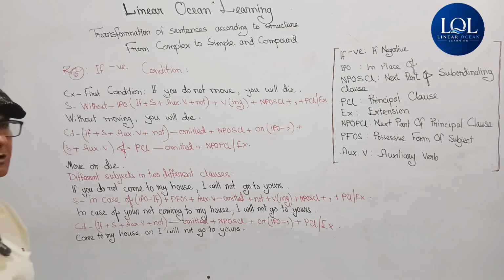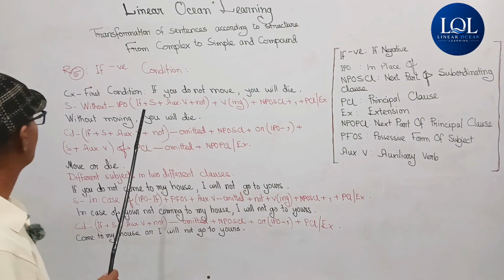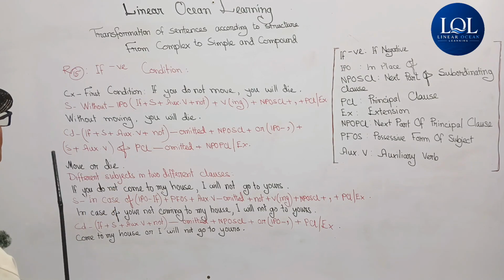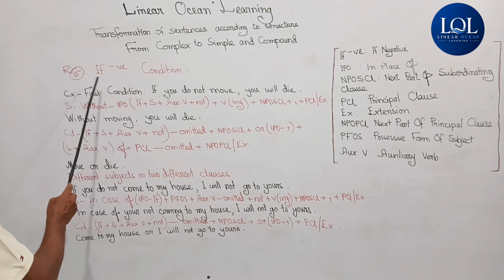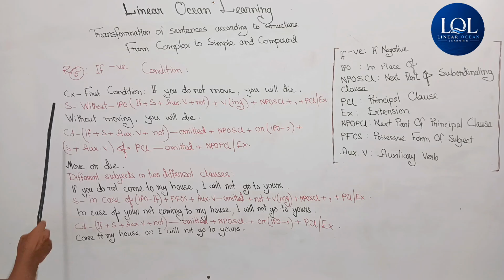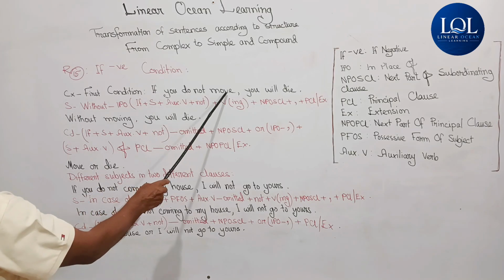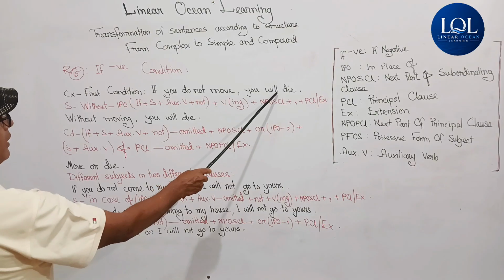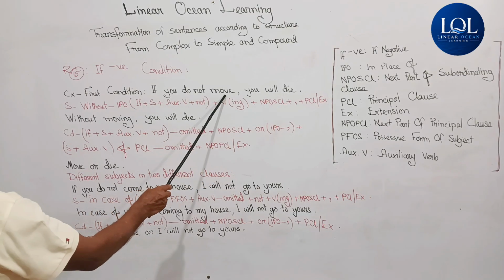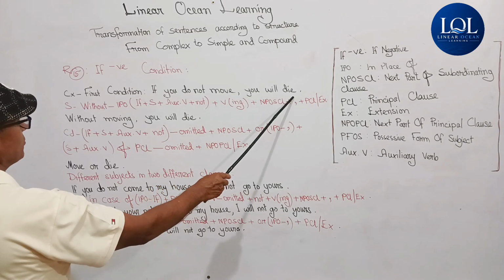In my last two videos, I talked about if positive condition. Today, I will be talking on if negative condition. Complex sentence, first condition. If you do not move, you will die. Here, if you do not move is the subordinating clause. You will die is the principal clause.